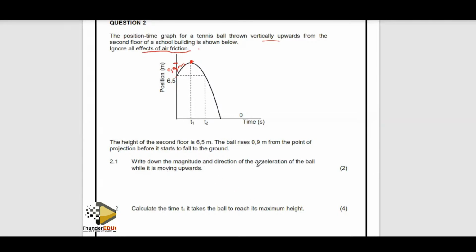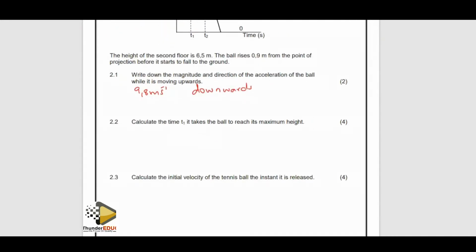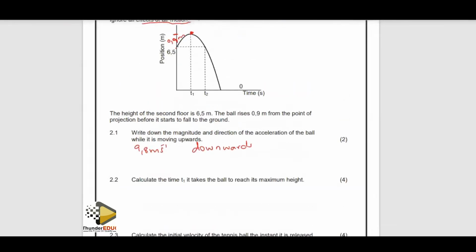Write down the magnitude and direction of the acceleration of the ball while it's moving upwards. The acceleration of the ball will always be 9.8 for as long as it's under projectile motion, and this acceleration acts downwards. Regardless of whether it's projected up or down, it must always act downwards, since that is the direction of gravity. And then they want us to calculate T1, the time it takes the ball to reach the maximum height.